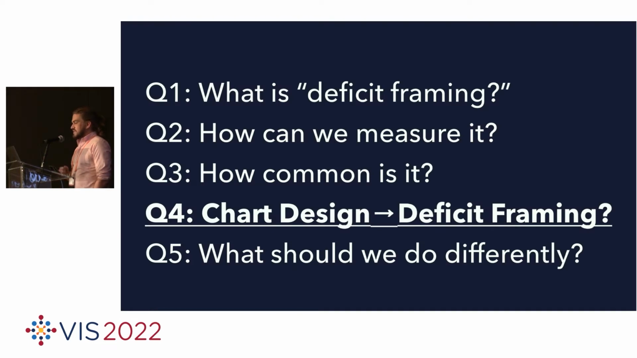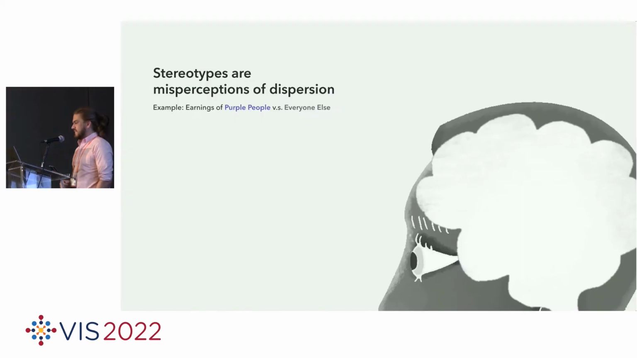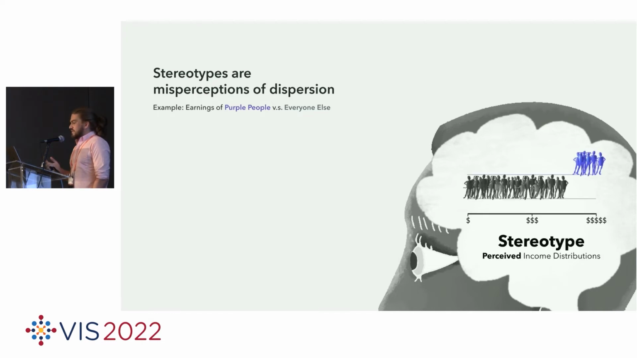And then the next question is, why do we think this happens? What role do our design choices play in this? And so to understand how a chart might nudge somebody towards stereotyping, let's look at stereotypes in general. For example, let's consider a stereotype that people in this purple group are especially high earners. Stereotypes assume that within a group, people are more similar than they really are, and between groups, people are more different than they really are. And so this stereotype implies a distribution like this one on the right, where not only do people in the purple group earn more, their earnings are very similar, and therefore all purple people earn more than all other people.